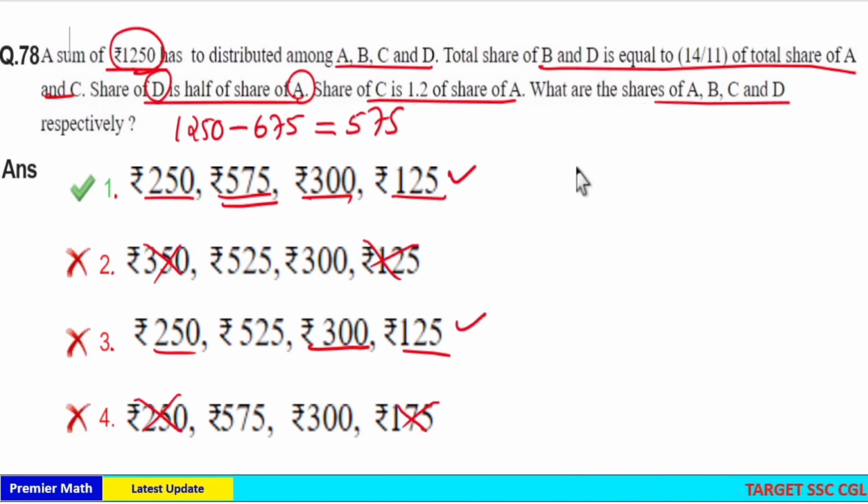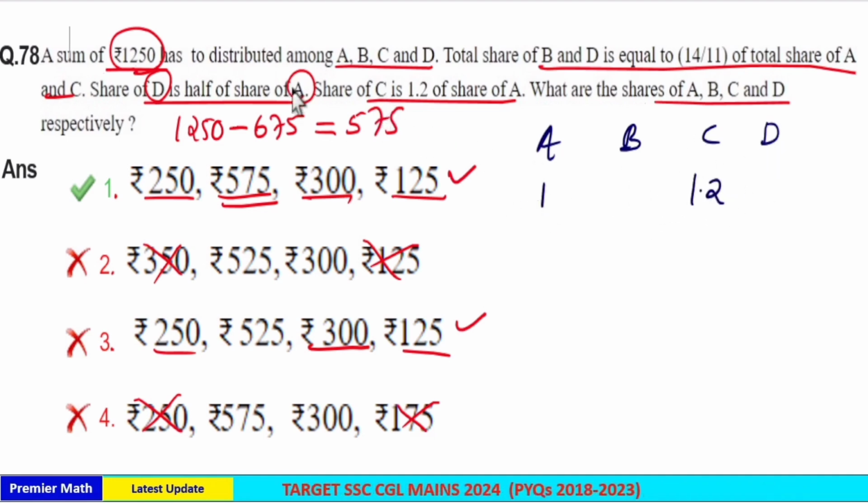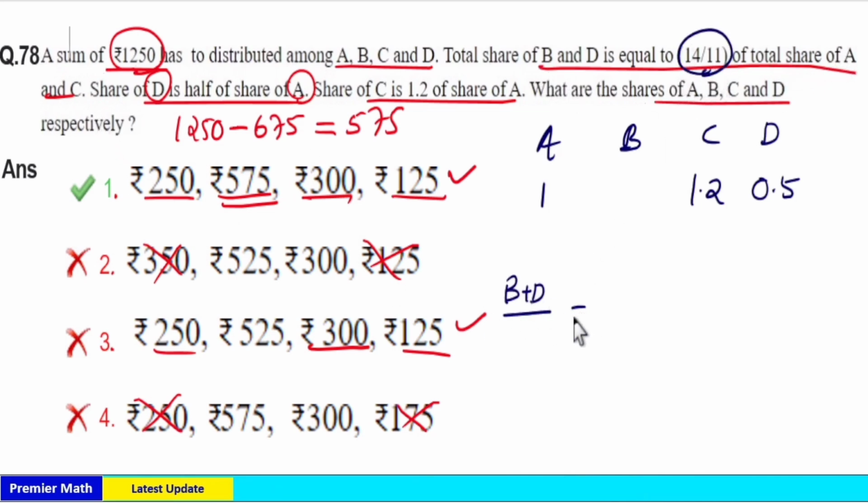That is, if you take the ratio A, B, C, D, if I take A as 1, C should be 1.2 and D should be half of A, that is 0.5. And here share of B and D is equal to 14 by 11 of the total share of A and C. B plus D by A plus C is equal to 14 by 11. And 14 plus 11 is total 25 parts. So 25 parts is given as 1250 in the question, which means 1 part is equal to 50.